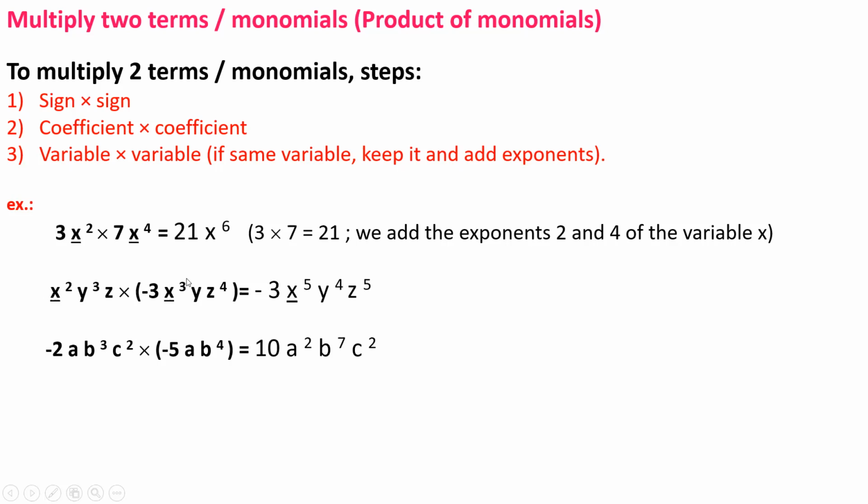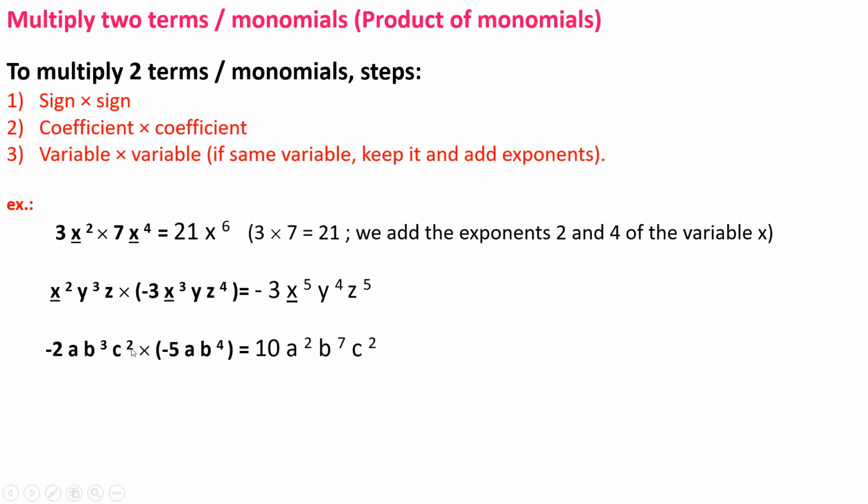X squared times x cubed, I keep the variable x and I add 2 plus 3, it gives me 5. Y cubed times y, here the variable is y, I keep it y. So 3 plus, here I do not have an exponent, so it will be 1. So 3 plus 1 is 4. Z times z to the fourth, here the exponent is 1, so I keep my variable z. 1 plus 4 is 5.